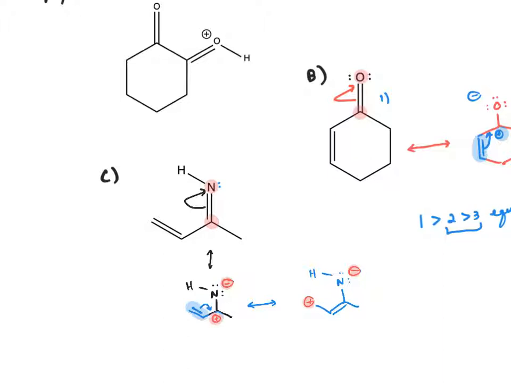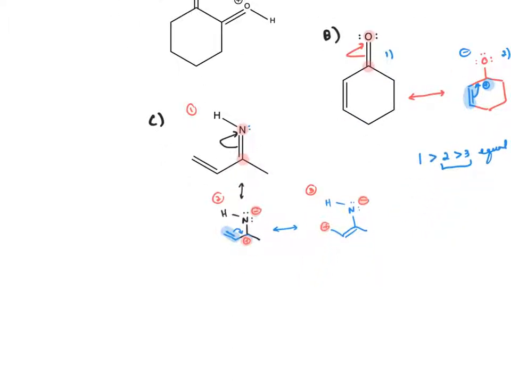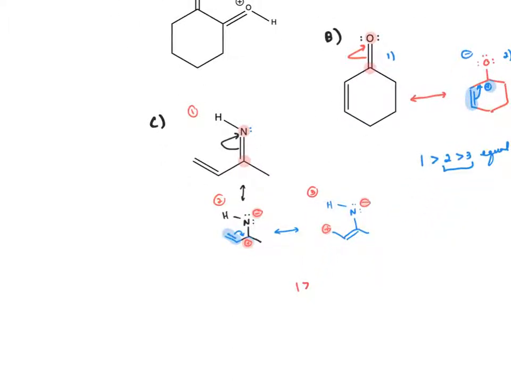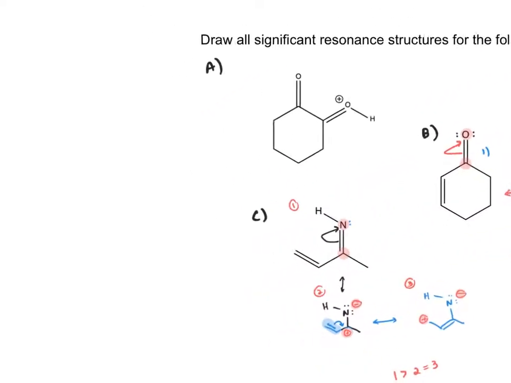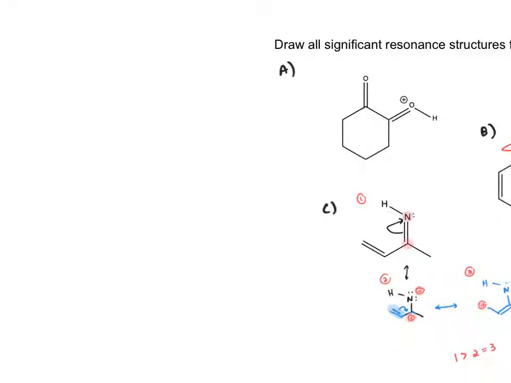All right, so again, if we were going to label these, this is structure 1, structure 2, structure 3. All of these would be significant, and we'd say probably 1 is greater than 2 and 3. 3 and 2 are pretty much equal. Same thing that we saw for B. Okay, so then A is the next step here.